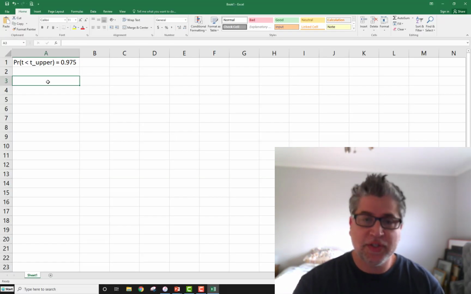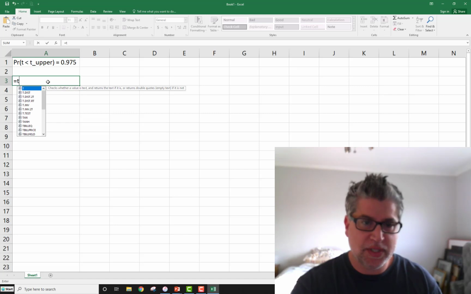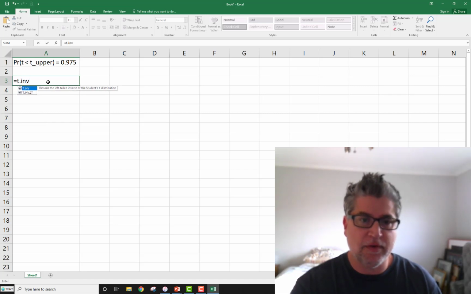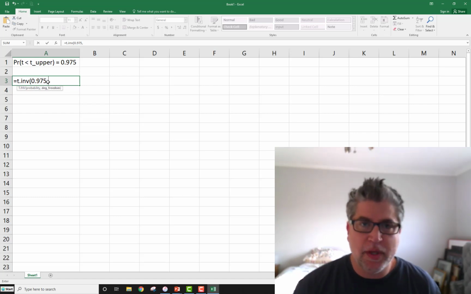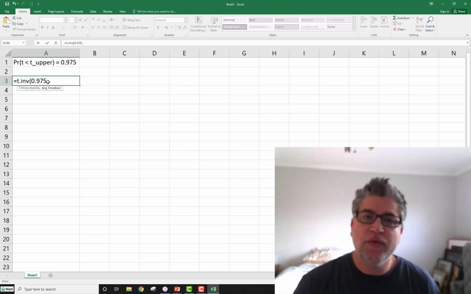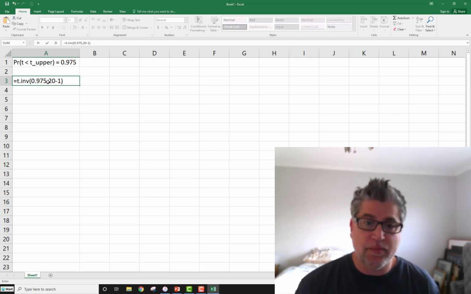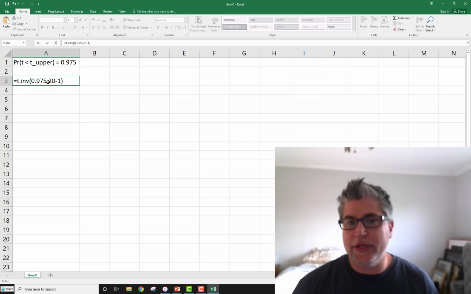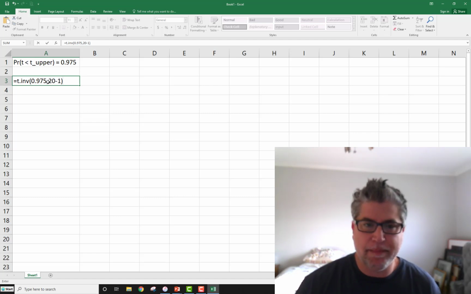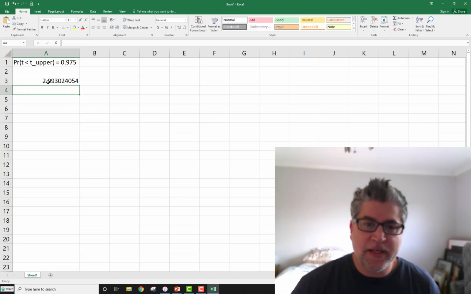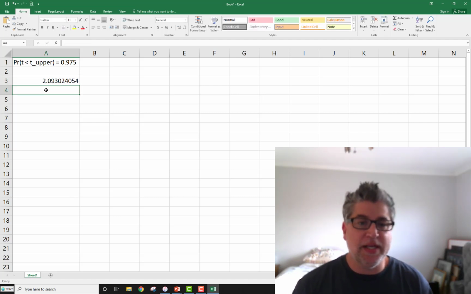Okay, so we want an inverse calculation. So T.INV. We specify the probability, and then we need to tell it the degrees of freedom, which remember is 1 less than the sample size. So if we sampled 20 people, then we need 19 as our degrees of freedom. We could put 20 minus 1, or we could just put in the 19. Either way. Hit enter, and this is how many multiples we need now.